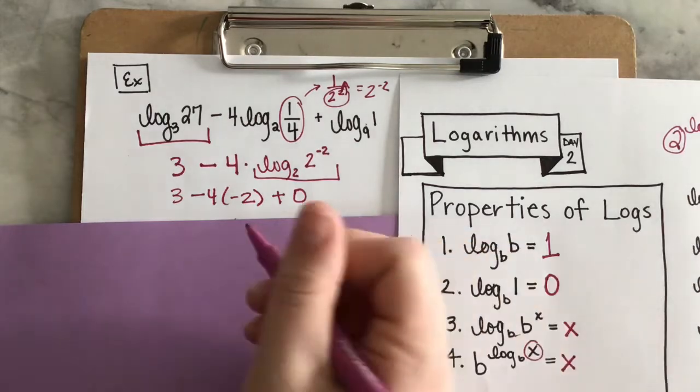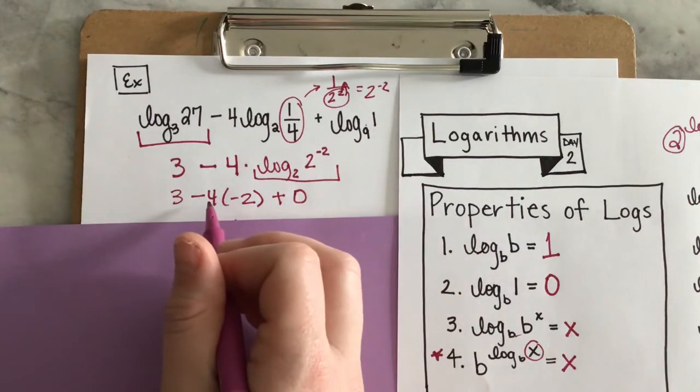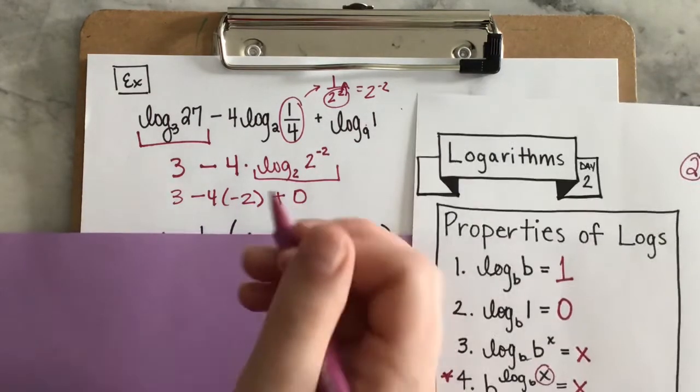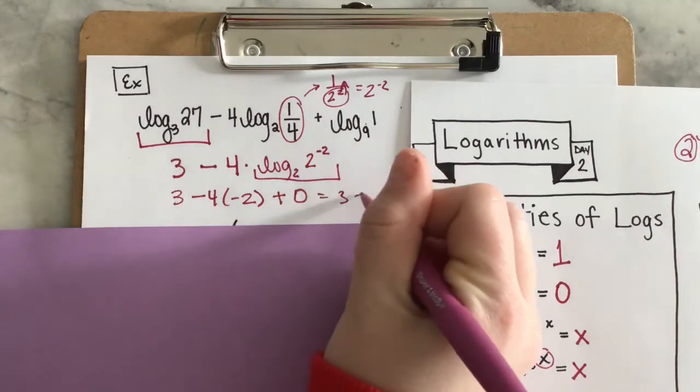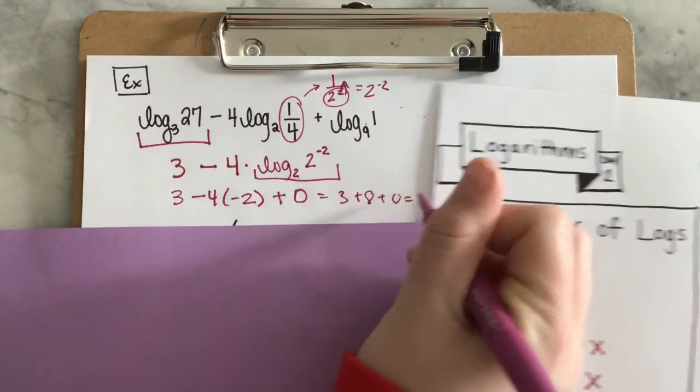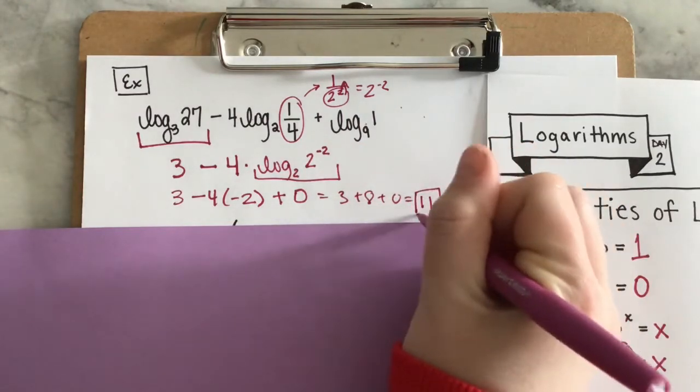So, when we go to do our order of operations, negative 4 times negative 2, so we end up with 3 plus 8 plus 0, which is 11.